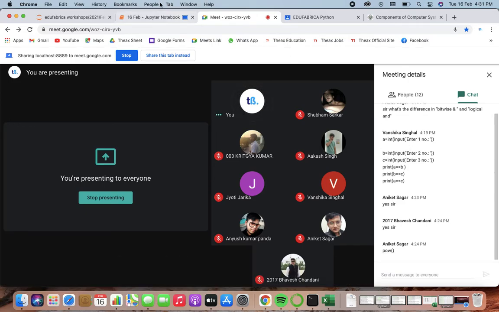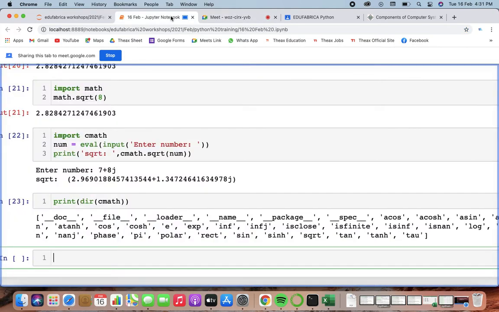Alright. Moving next. Right, I guess that is clear. Now, if you want to find solutions for quadratic equations, how do you find that?